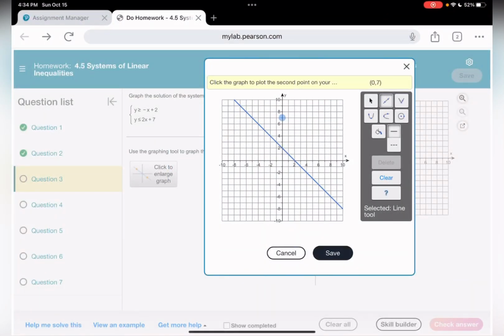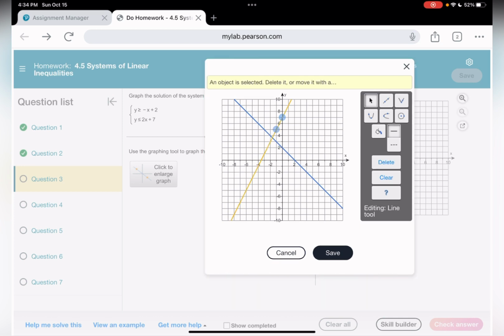So I have 7. If I go up by 2, I'm getting 9, almost at the end. I don't want to do that. So I'm going down by 2. 7 minus 2 is 5. And from 5, I'm going -1 horizontally, which means to the left. So it is 5, and there we go. Okay?